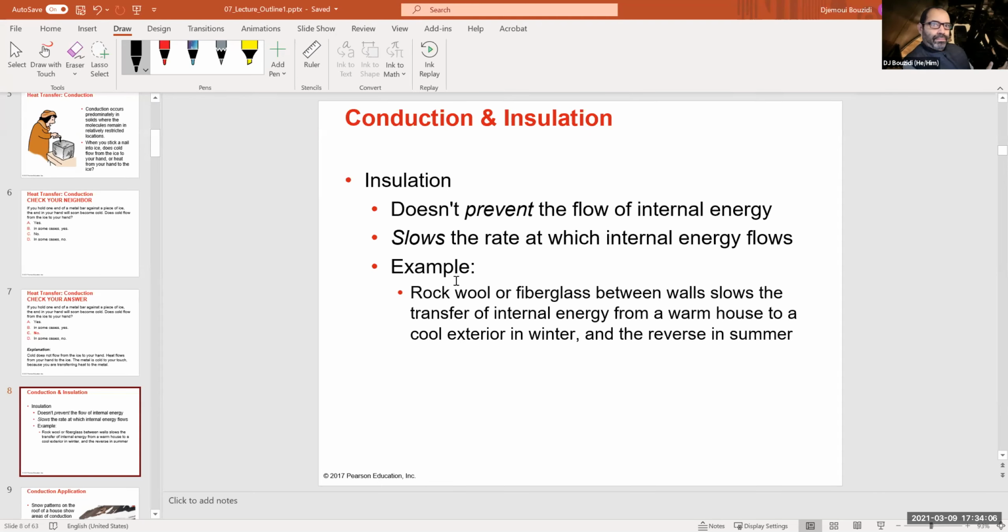That's a lie. Heat will always escape from the house in the winter or enter the house in the summer, because there is no such thing as a perfect insulator. There is always some conduction. So it doesn't prevent the flow of internal energy, it slows it down. That is the key.